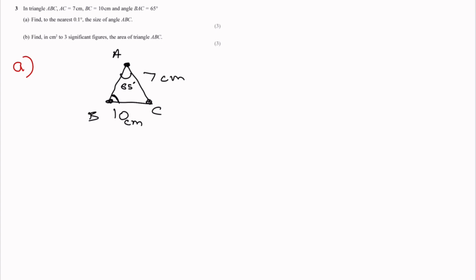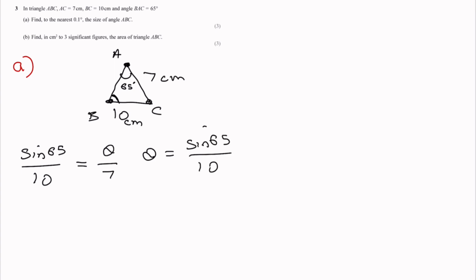The sine rule, we would need two pairings, which we do have. So sine rule, sine 65 over 10 equals sine theta over 7. And if we rearrange that, sine theta is equal to sine 65 over 10 multiplied by 7. Stick that in your calculator, make sure it's in degrees, and we get 39.4 to 1 decimal place.